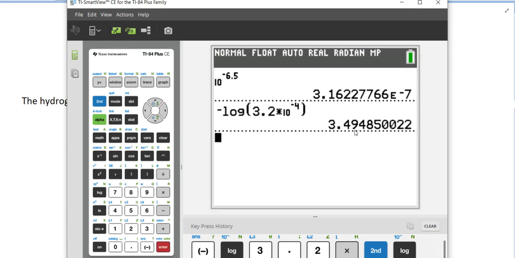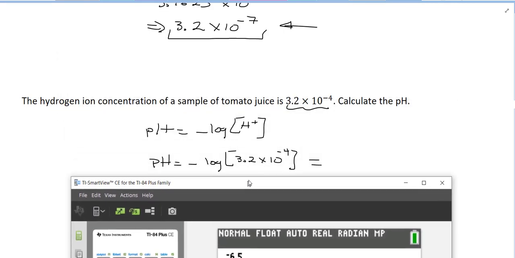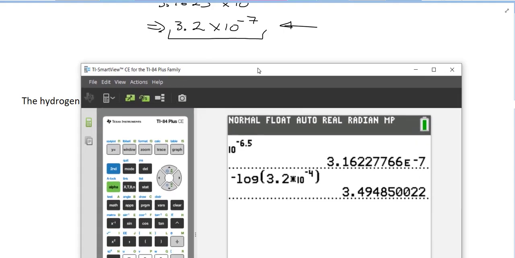And so I get 3.49485. So that will be my pH. And again, pay attention to how many decimals you want to round to. So here I didn't say, I think in WebAssign it probably tells you to round to 3 decimal places, so it will be 3.495.